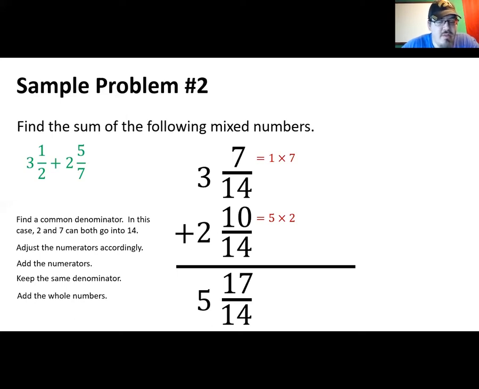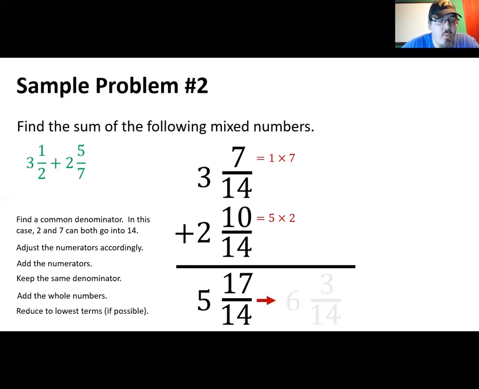Now this is where this problem is a little bit tricky. When you write a mixed number, you technically don't want to have an improper fraction within the mixed number. You want to try and reduce this down. So we're going to take the 17/14 and simplify that out. 14 can go into 17 one whole time with 3 left over.